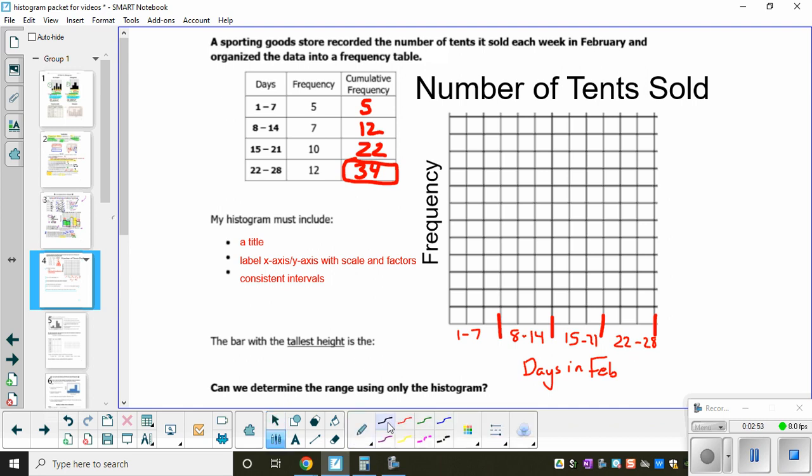Now, if we make the histogram, the first one, this is just going to go up by ones. So we're going up to a height of 5. So 1, 2, 3, 4, 5. All right, the next one is a height of 7. So we want just 2 more from there. All right, then 10. So 7, 8, 9, 10 would be up here. And then 12. So 10, 11, 12. So 12 is all the way up here.